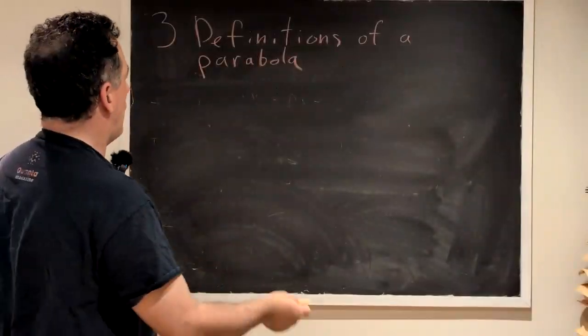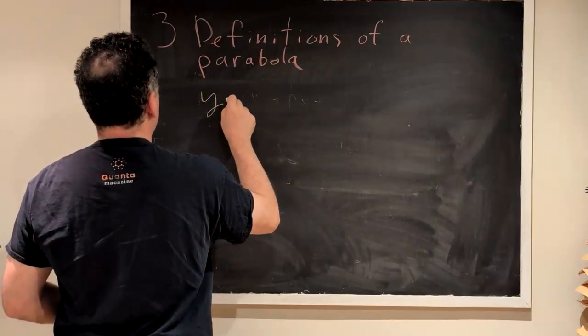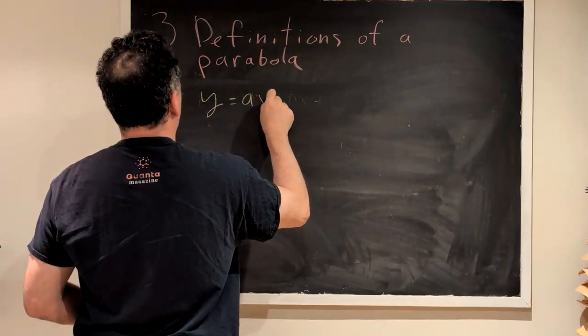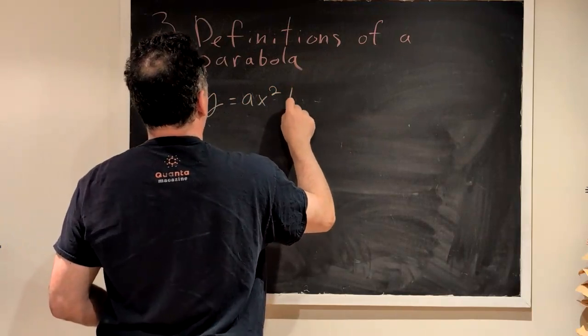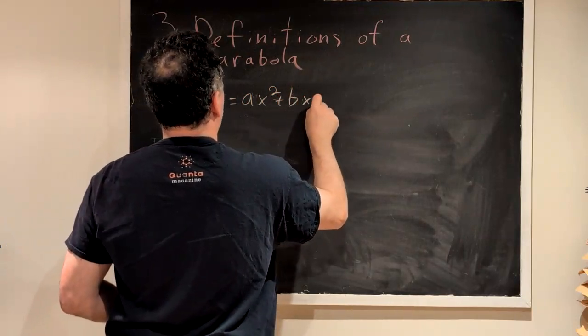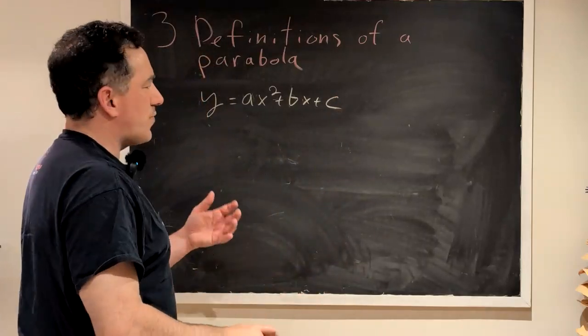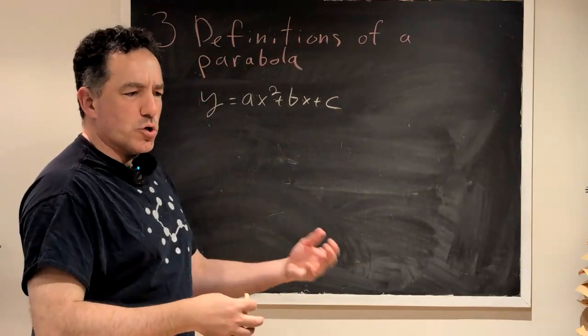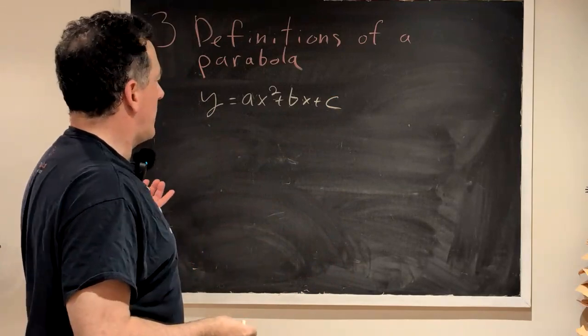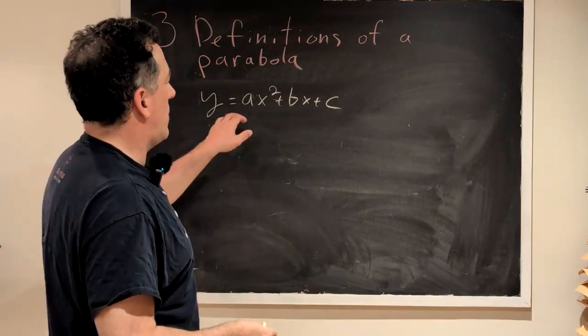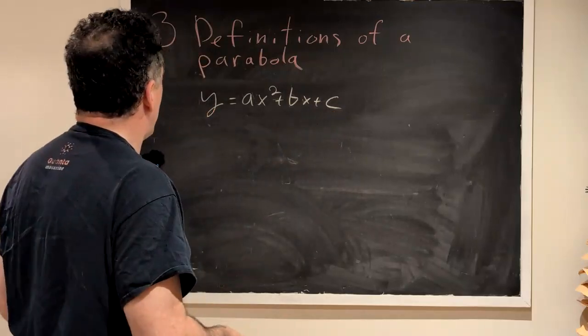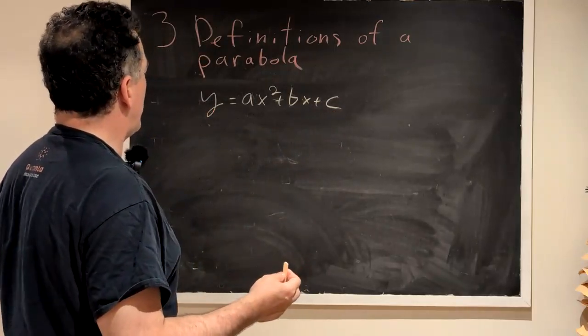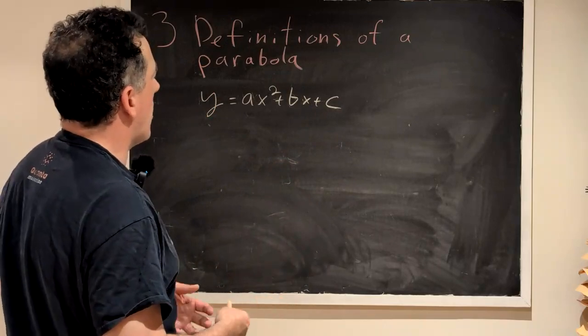Okay. So what we can do first is take the general equation y equals ax squared plus bx plus c, and we want to transform it into something that looks like y equals x squared. So get rid of all these coefficients. And how are we going to do that? Well, one way of doing it would be to complete the square.